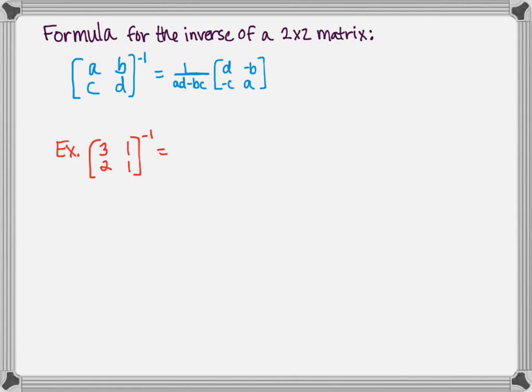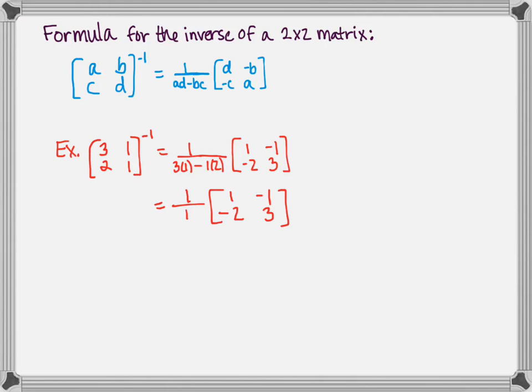So let's start with the original matrix that we did in the first example. So 3, 1, 2, 1. Let's find its inverse using the formula. So 1 over AD minus BC is 1 over 3 times 1 minus 1 times 2. And then the matrix part, switch the 1 and 3 on the diagonal, and then take the opposite of 2 and the opposite of 1. And now we'll simplify and get 1 over 1 times the matrix consisting of 1, negative 1, negative 2, 3.